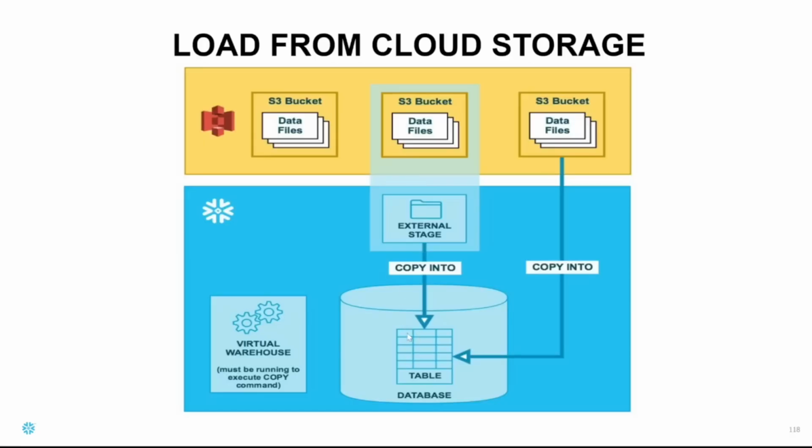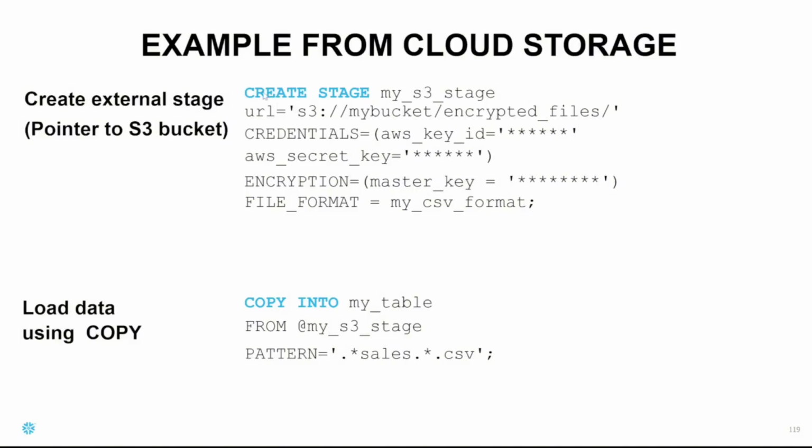So we will see this example in upcoming videos: how do we create stages on an S3 bucket, and how do we use the copy command to load the data from that particular bucket to our table. Now, here is an example of how we can create it. First we need to create a stage, which is going to be an external stage, using the URL from where you want to load this file, which is the S3 location over here. You need to provide the credentials, the AWS key ID and secret key, and then you need to provide the file format.